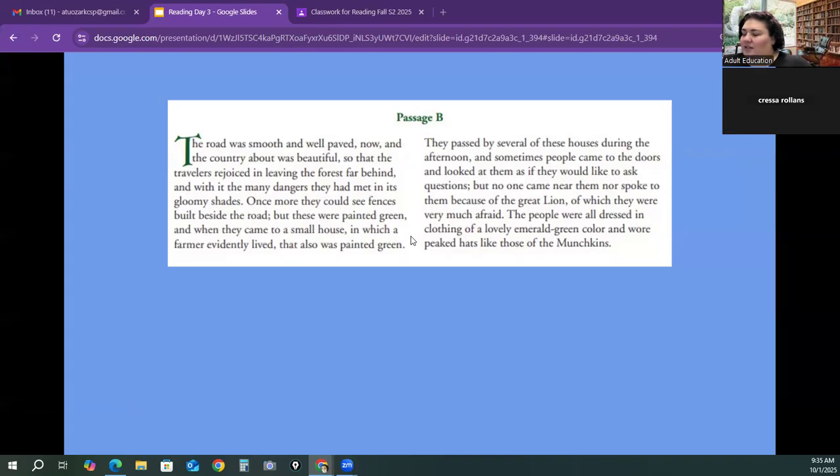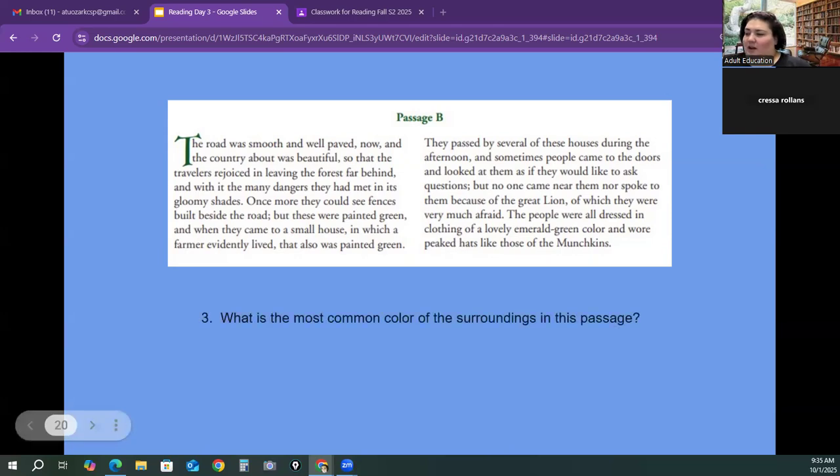The people were all dressed in clothing of a lovely emerald green color and wore peaked hats like those of the Munchkins. All right, what was the most common color? What did they mention over and over in this passage? Green, right? The fences were green, the house was green, even their clothes were green. Does that sound like a more pleasant place? It does to me. Better than gray, I say. Green tends to be a more happy color, springtime green, things like that.